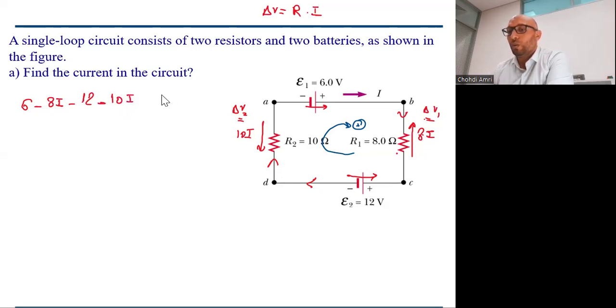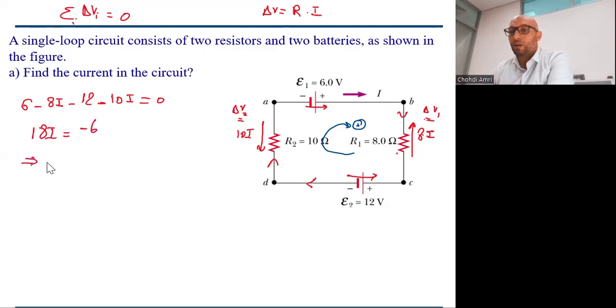Are we done? No. We must write equal to 0, because according to the loop rule, the sum of the potential differences across any element in the circuit will be equal to 0. Here we have one equation with one unknown, so we can put the unknown on one side and the known, or the given, on the other side. So we have minus 8I minus 10I, so it would be 18I equal to minus 12 plus 6 minus 6.